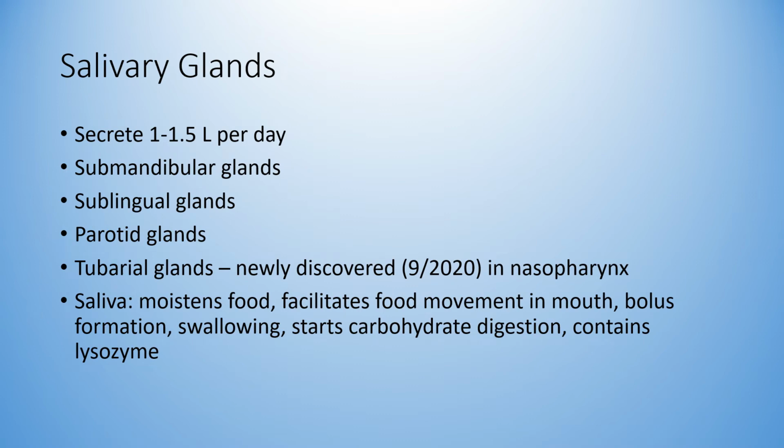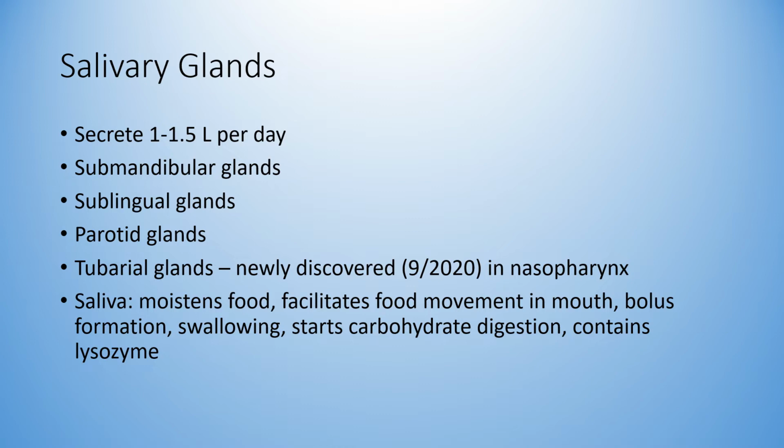The salivary glands secrete, on average, between 1 and 1.5 liters per day. There are several different salivary glands. There's the submandibular glands, the sublingual glands, and the parotid glands. In the fall of 2020, there were some newly discovered glands called the tubarial glands. That's back in the nasopharynx area. So you may not read about those in books because it's relatively new.